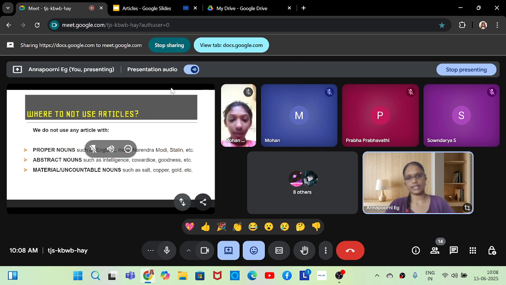Okay? Yes. Okay. So you can see proper nouns are like England, India, Narendra Modi, Stalin, etc. And also the names of any people. Okay. Now coming to the second type, abstract nouns.